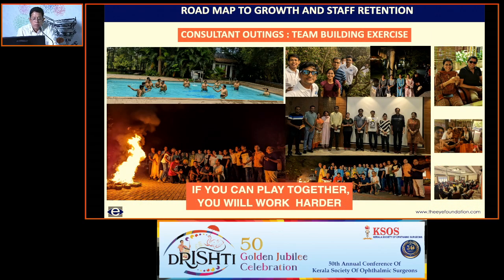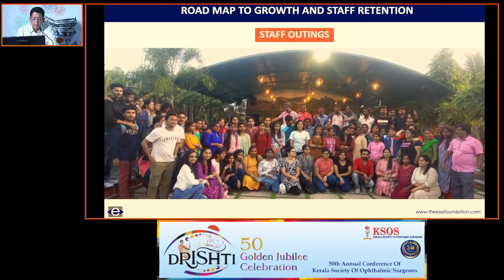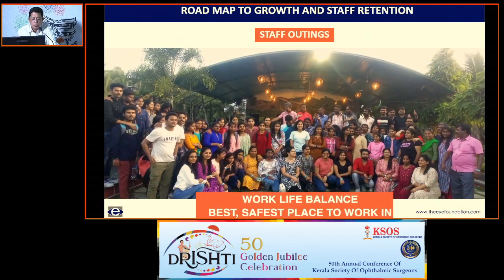It's not all work and play. And I often consider that whenever you can get together to have a game to play, you will also work harder. This is one of our last year's annual consultants get-togethers. A section of them are seen in these pictures. And it's not just the consultants who matter. These are the lower level employees, the receptionists, the sisters, etc., who went out on a holiday. All of them are given time off to do that.